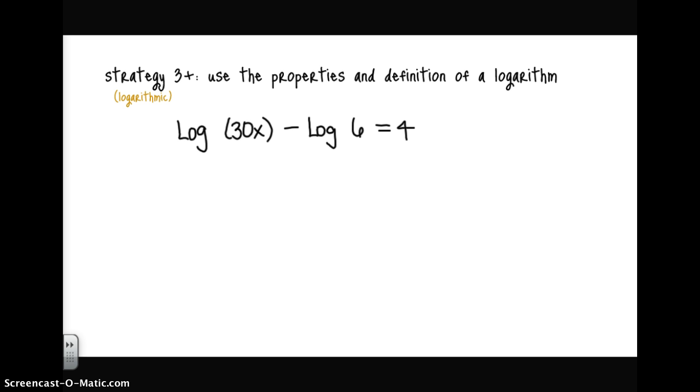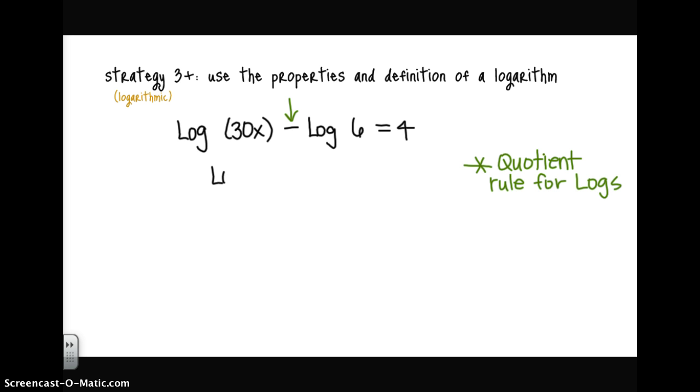I know how to use the definition of a logarithm. I know how to work with the base. I know how to work with what the exponent is. But I have no idea how to work with it when I see 2 logs in the same problem. So what am I going to do? I'm going to start with the quotient rule. The quotient rule for logs. When I see this subtraction here, that tells me to divide.